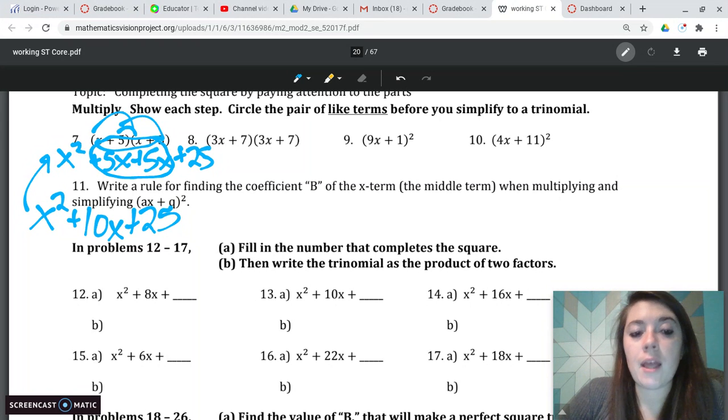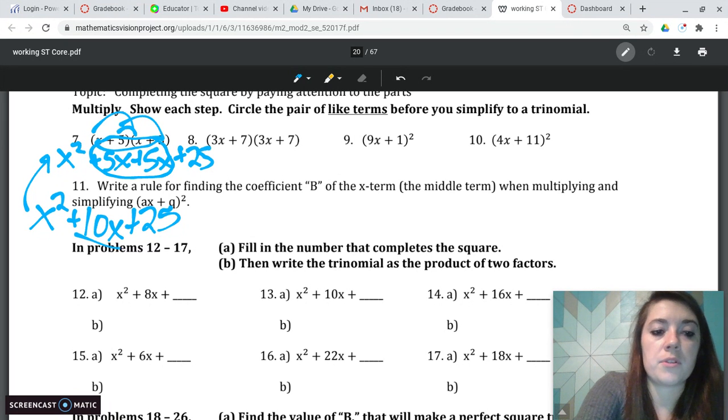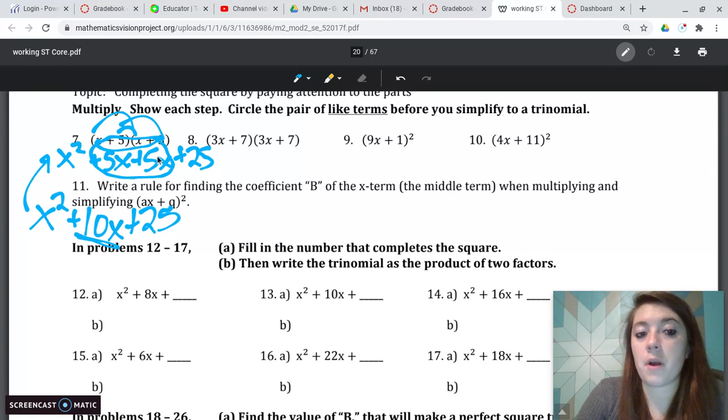Now, for number 11, after you've done 8, 9, and 10, you're going to notice something about that middle number, the b term. So this 10 here, or essentially the part that you circled each time. It should be the part that you circled that gets you your b term. So what it wants you to do is to write a rule for finding the coefficient b of the x term, the middle term, when multiplying and simplifying our binomial in this form, ax plus q squared. So using this, what do we do to find the b term?